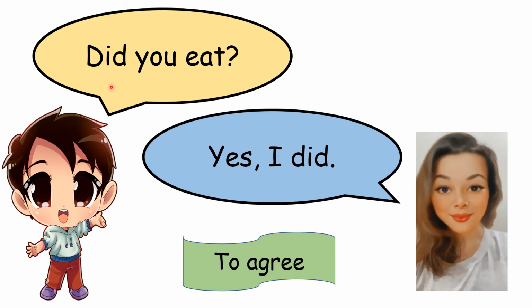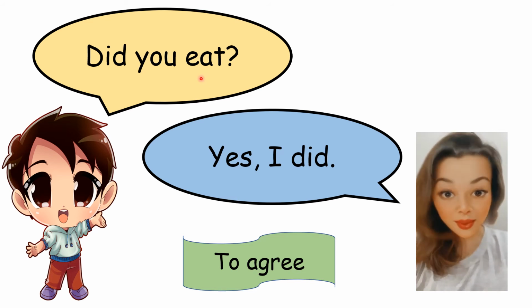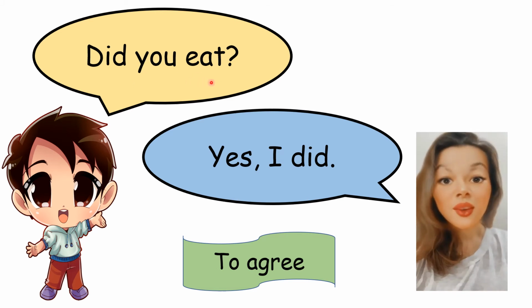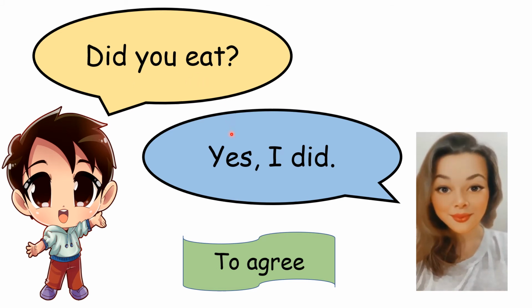All right, the next example here, the question goes, did you eat? And to agree, we answer yes, I did. Okay, remember the past tense did here, so the verb, do not change it into past tense anymore. You do not ask, did you ate? But you ask, did you eat? And you must answer, yes, I did, if you agree.